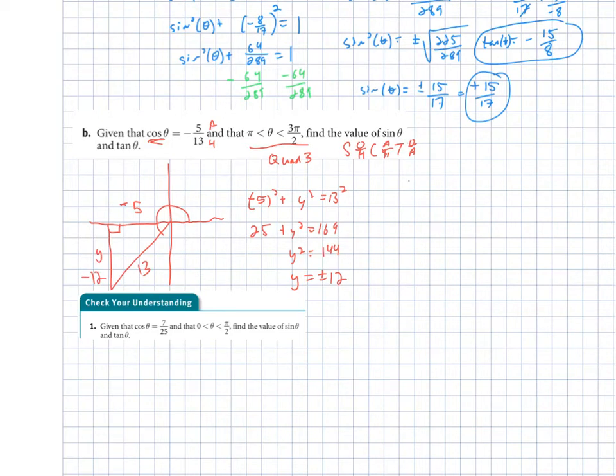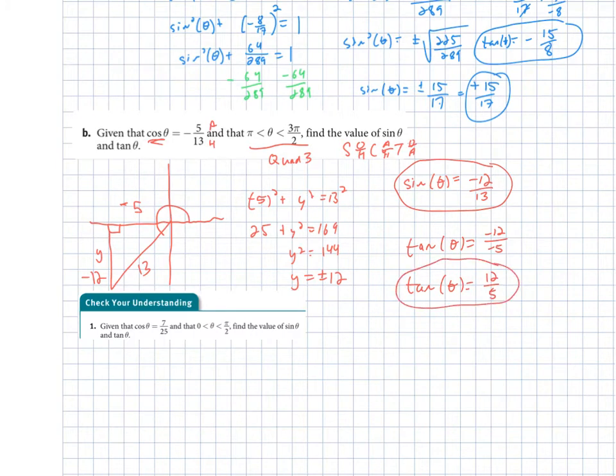And so the sine of theta is opposite over hypotenuse. What's my opposite? Negative 12. What's my hypotenuse? 13. Negative 12 over 13. And then here, what's my tangent of theta? My tangent of theta is TOA, opposite over adjacent. My opposite is negative 12. My adjacent is negative 5. So my tangent of theta equals positive 12 fifths.